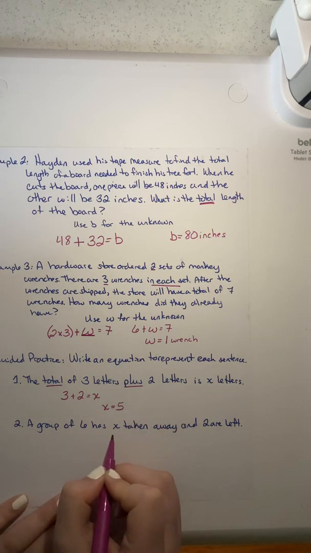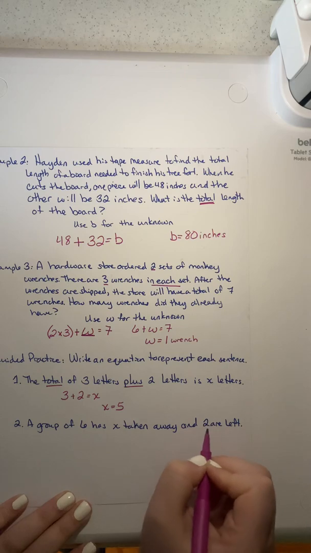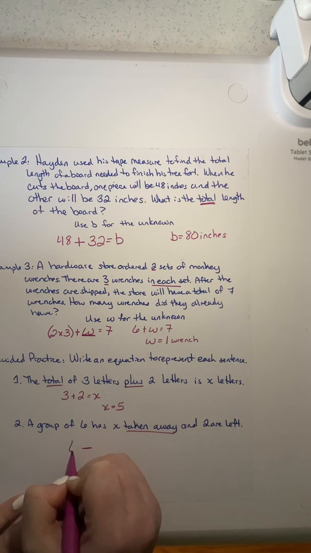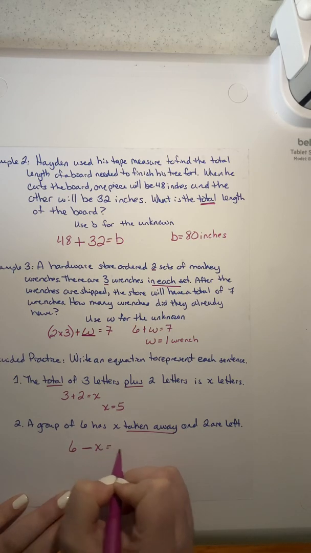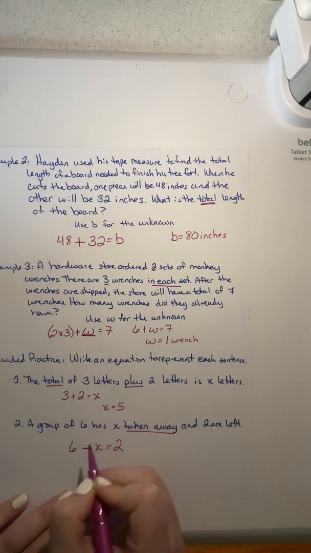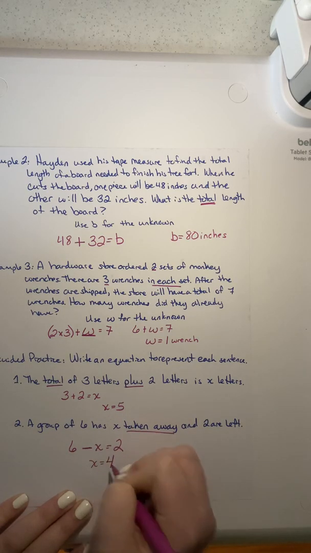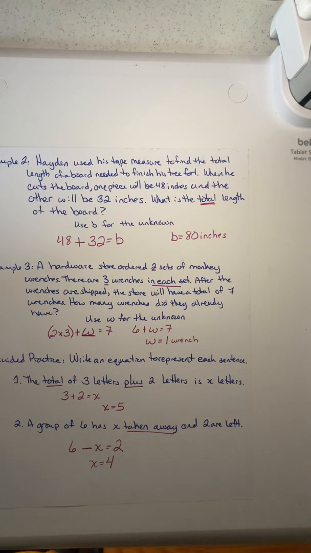A group of 6 has X taken away and 2 are left. Taken away is subtraction. So we have 6 minus X equals 2. So if we're going to do X, it would have 4 taken away because 6 minus 4 equals 2. Okay, if you have any questions, please let me know. If not, get started on your independent practice.